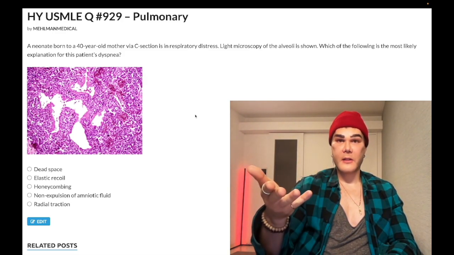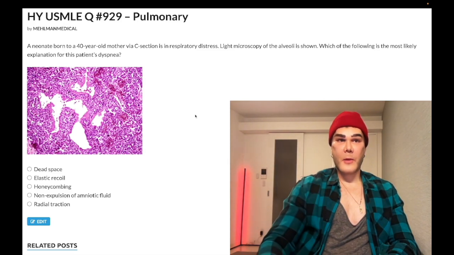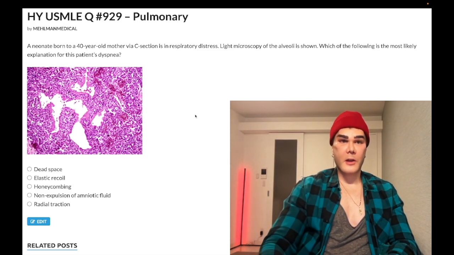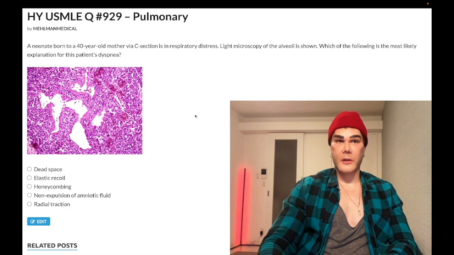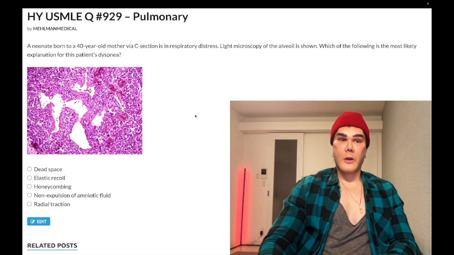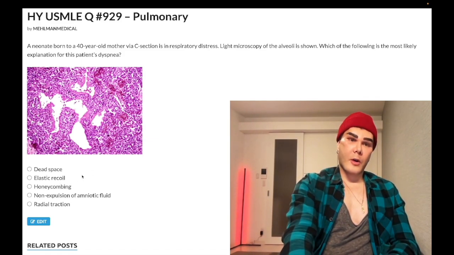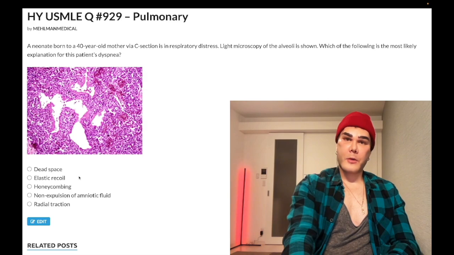we would have increased elastic recoil here, okay? Our surfactant is insufficient. They can ask you any number of permutations of those questions: which of the following is most likely to be seen in this patient? Answer, decreased lecithin. Answer, decreased dipalmitoyl phosphatidylcholine. Increased sphingomyelin. Okay? So increased elastic recoil, very buzzy for USMLE. I'm going to hop through the other answers here.